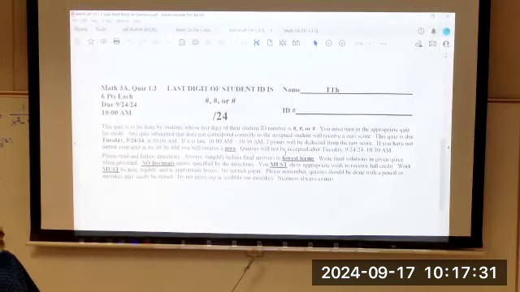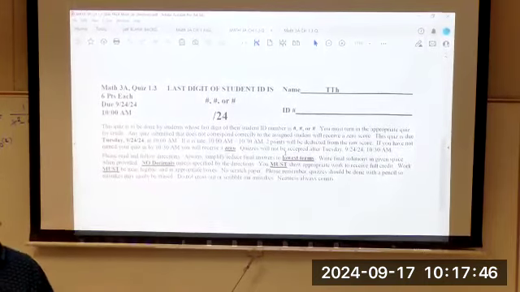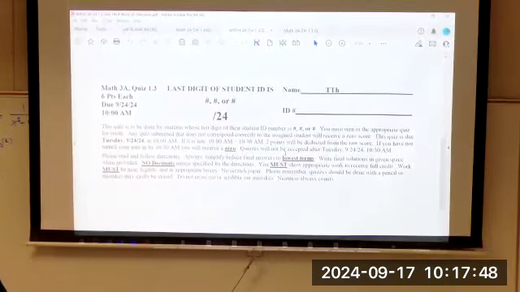If you have not turned in your quiz by 10:30, it is not going to be accepted. Quizzes will not be accepted after Tuesday. Make sure it's all filled in. And then, follow directions: simplify, reduce answers to the lowest terms.